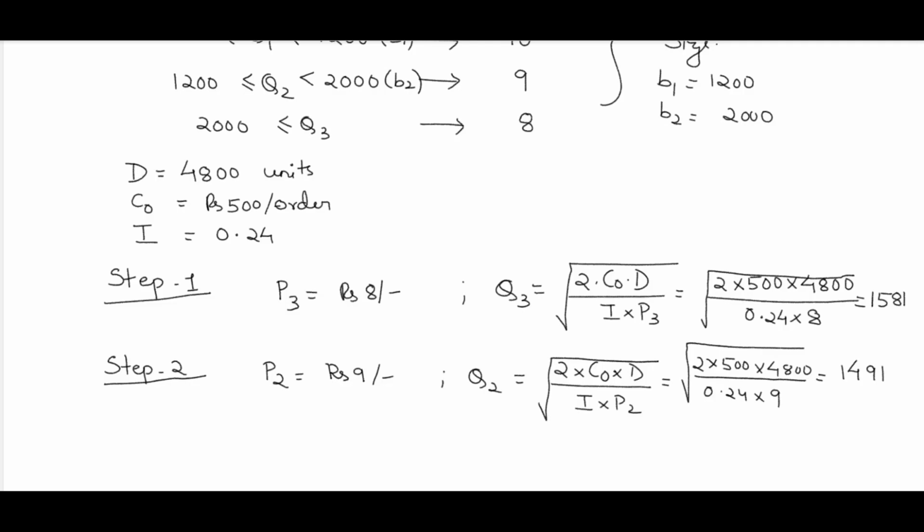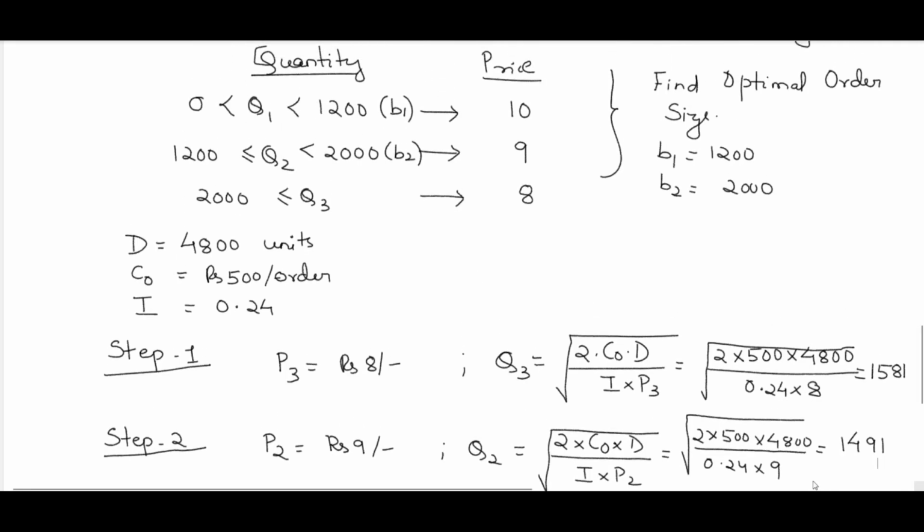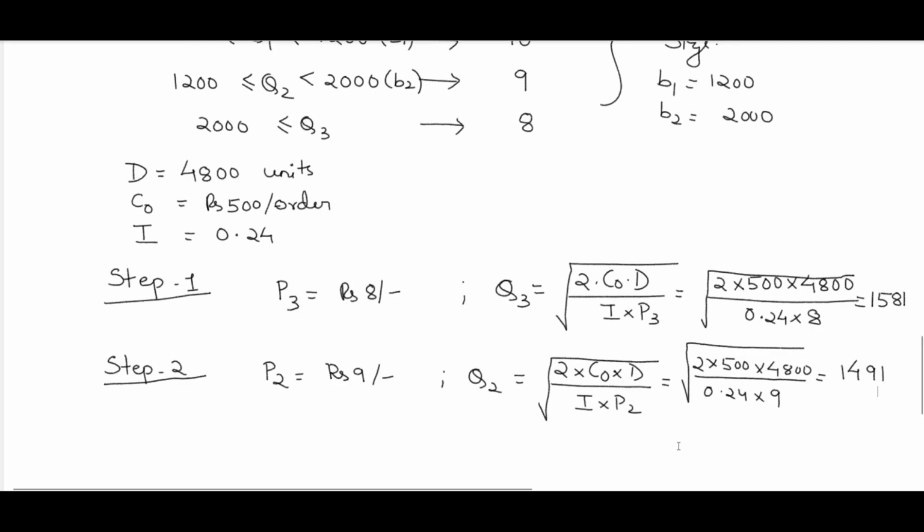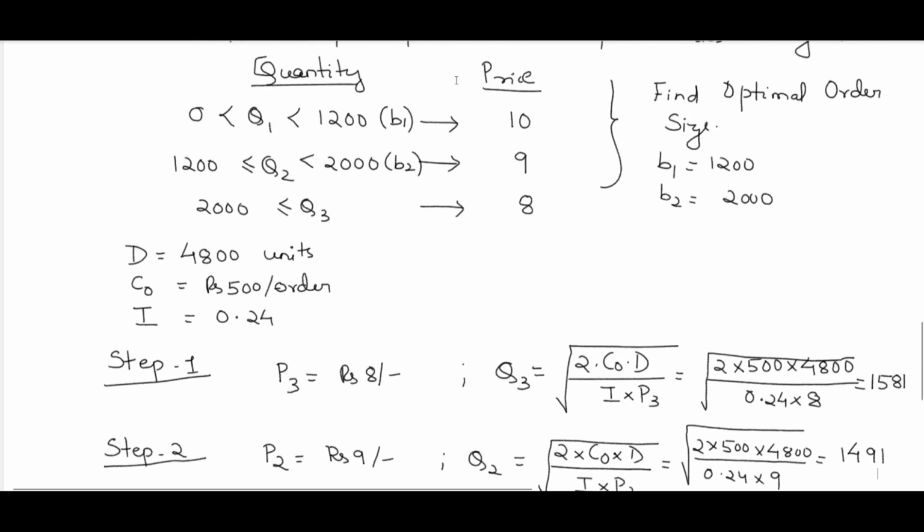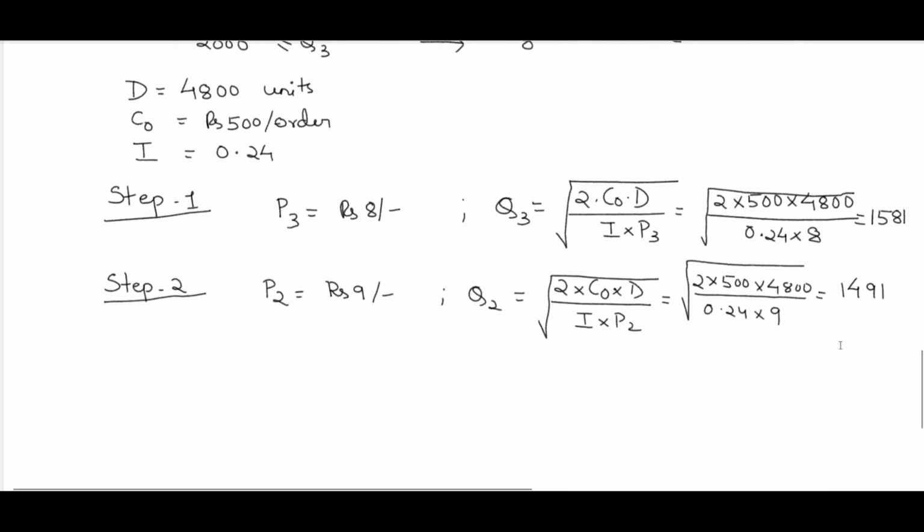Again, we have to check. We have to compare Q2 with B1. What is Q2? Q2 is 1491. And what is B1? B1 is your 1200. So in this case it is satisfying. In this case you write down one step.